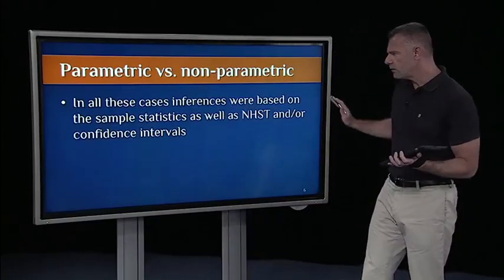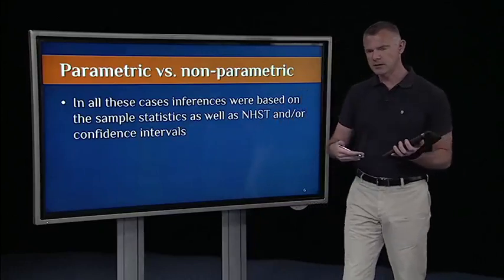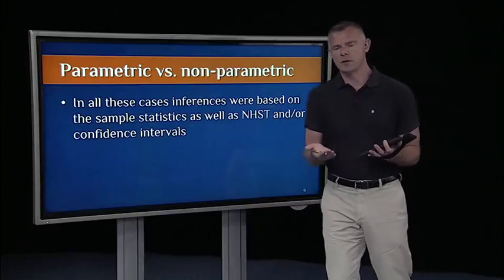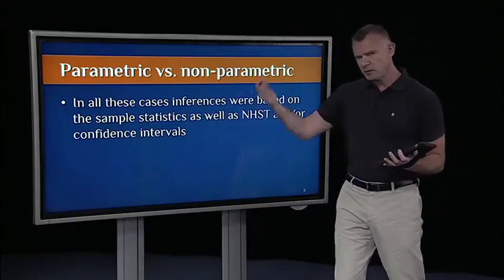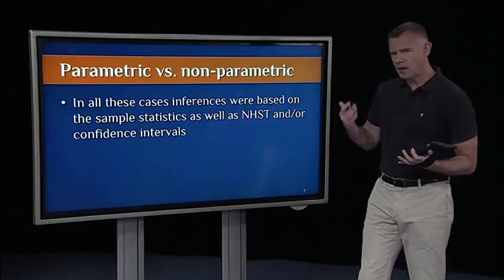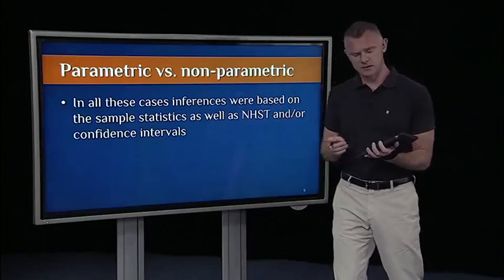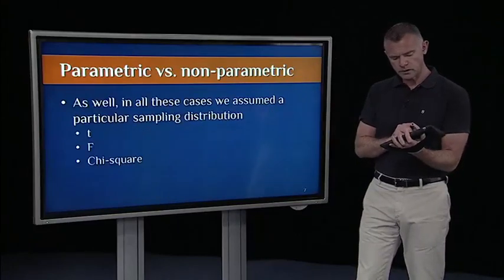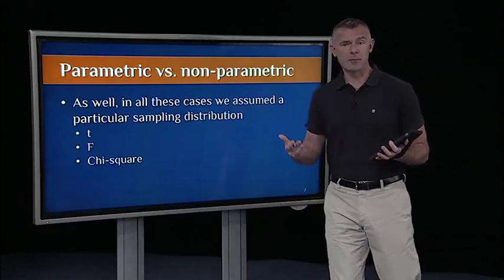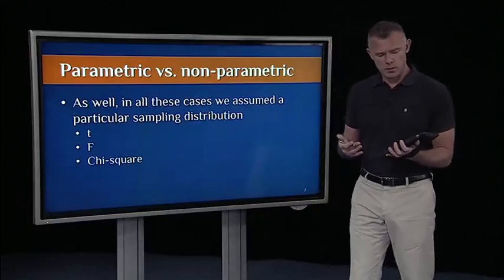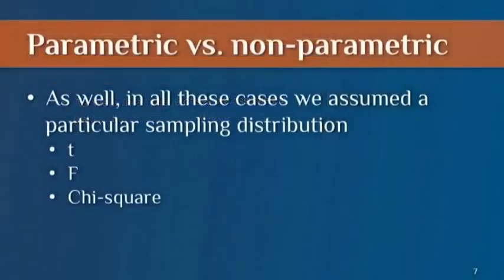So in all of these cases, those inferences that we made based on sample statistics were based on the numbers that we obtained, sure, but we also made those inferences based on null hypothesis significance testing, or at the very least, on confidence intervals. And in all of those cases, we assumed a certain sampling distribution. So we used the t distributions, the F distributions, and the chi-square distributions.